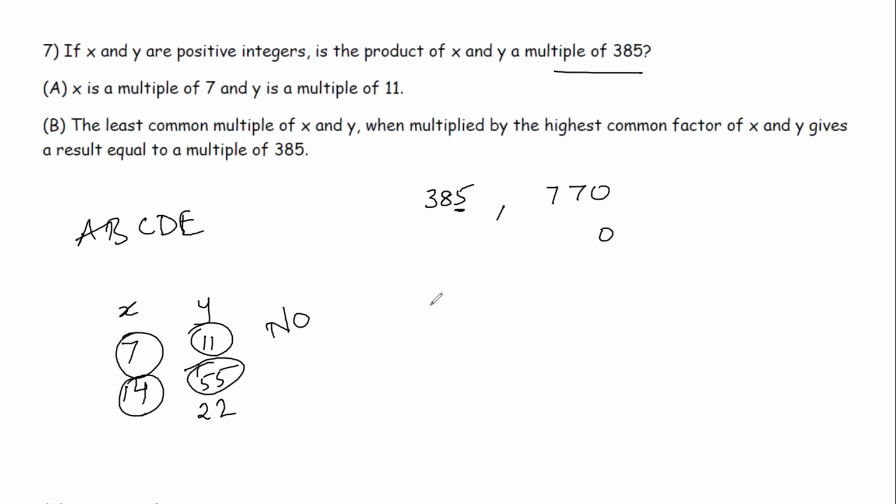14 5 are 70, 77. So is x and y a multiple of 385? Yes. So the first statement gives you a no yes situation. A is out, D is out. So it's either B, C, or E.